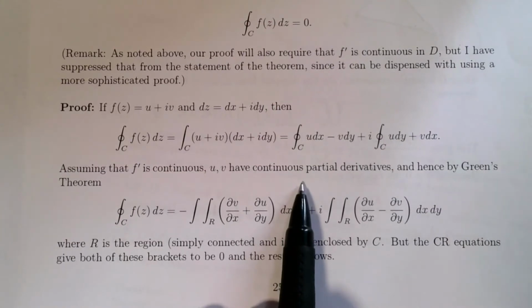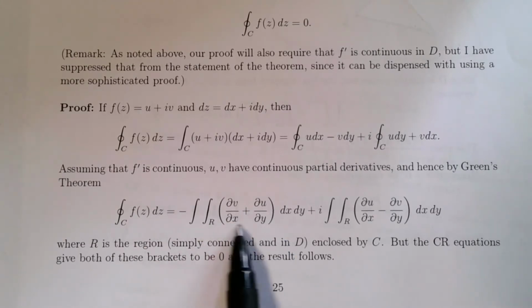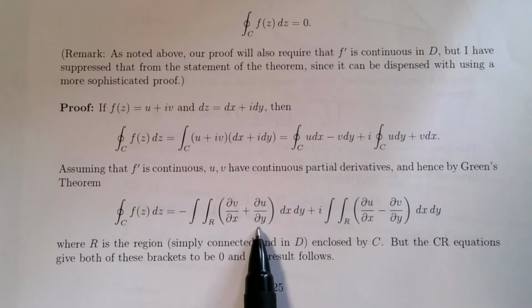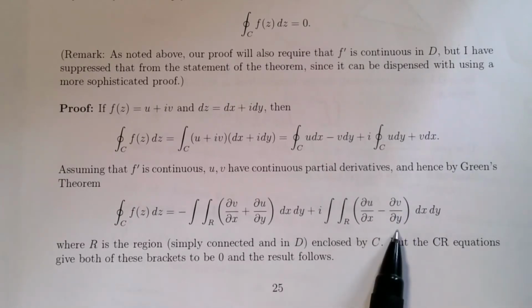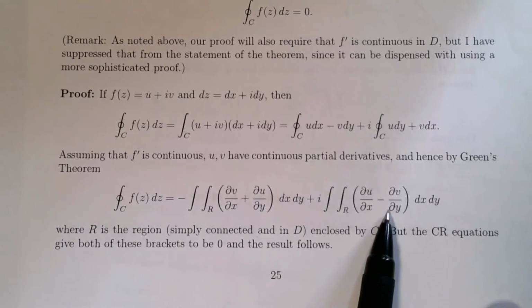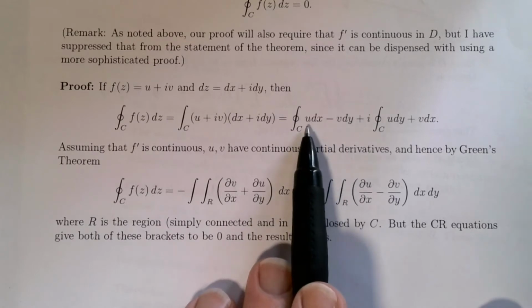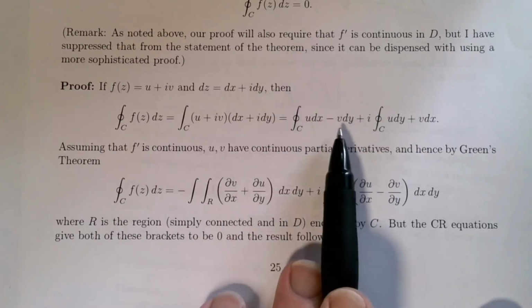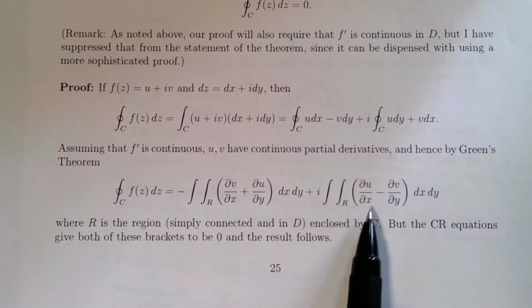and I can replace this with minus the double integral of partial dv/dx plus partial du/dy, and then plus i times partial du/dx minus partial dv/dy. So I'm simply using Green's theorem in the plane to write down these integrals. And you see the u remains as u up here. The v in Green's theorem gets replaced with minus v, and hence I pick up an extra minus sign, and here the u and the v remain the same as in Green's theorem.